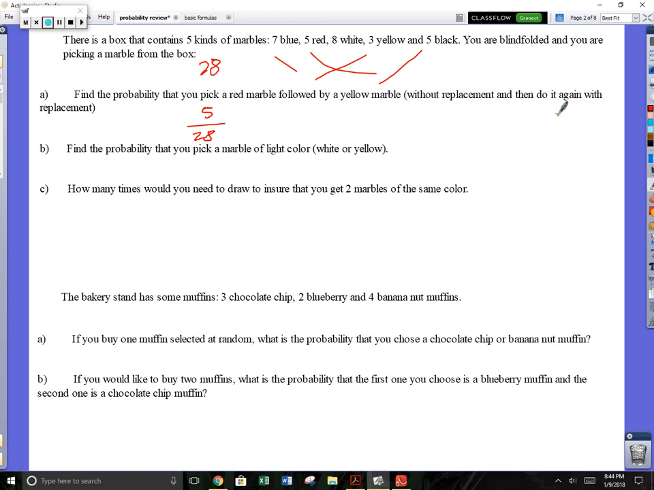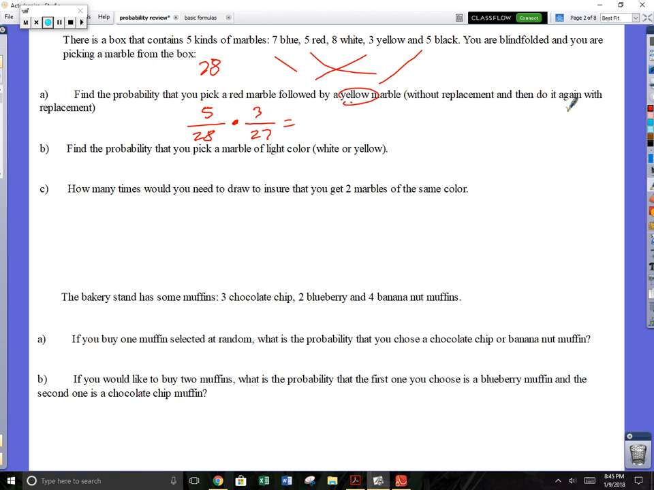Okay, with replacement and then without replacement. So let's do without replacement. You're going to pick it out of the bag and you're going to keep it. Now you're going to reach in again and try for a yellow. And so you take your first event and you multiply it by your second event. In your second event, there's 3 yellows. But instead of 28 marbles in the bag, you took one and kept it, so now there are only 27. So whatever 5 28ths times 3 27ths is.